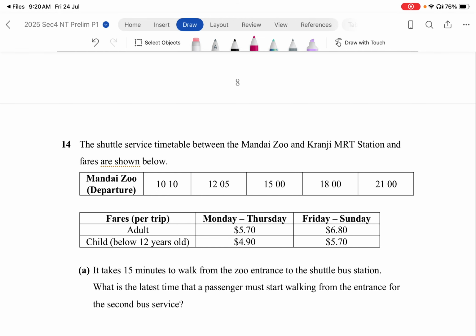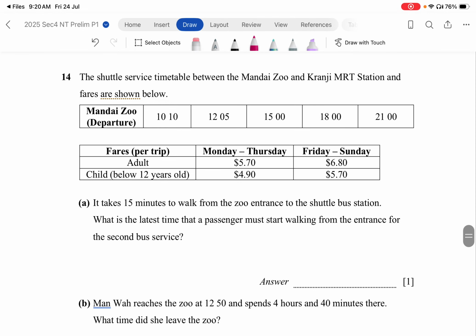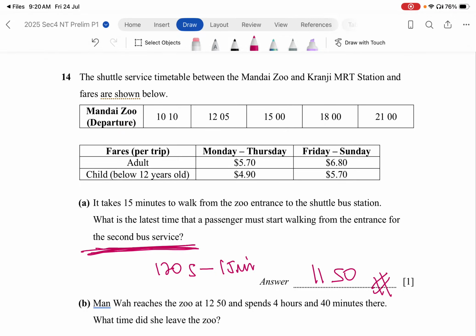The next one. It takes 15 minutes to walk from the zoo entrance to the shuttle bus. What's the latest time for the second bus? They're asking for the second bus, 12:05 minus 15 minutes. Some of you miss out reading the second bus, 11:50. 11:50 is the latest time you must start walking.